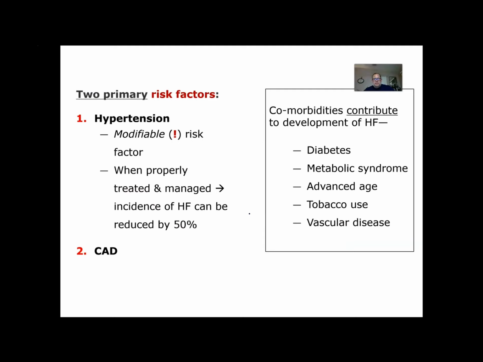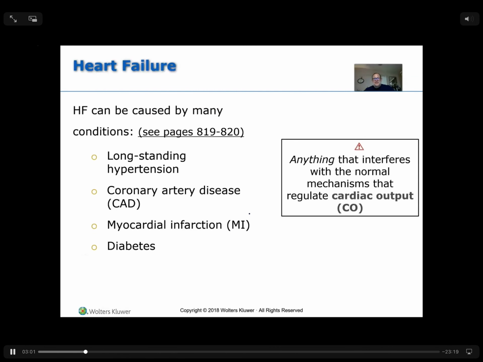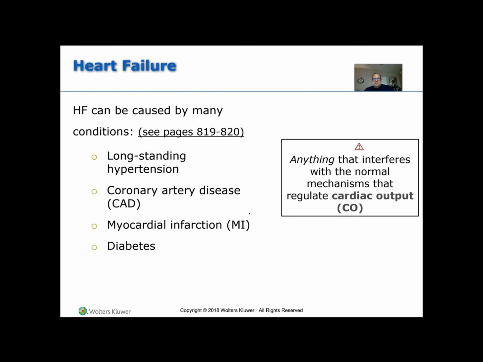There are two primary risk factors for heart failure. You've got hypertension, which is a modifiable risk factor. When properly treated and managed, incidence of heart failure can be reduced by up to 50%. And then coronary artery disease. Some of the comorbidities that contribute to development of heart failure are diabetes, metabolic syndromes, advanced age, tobacco use, and vascular diseases.